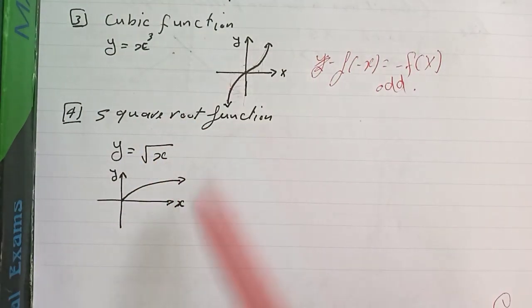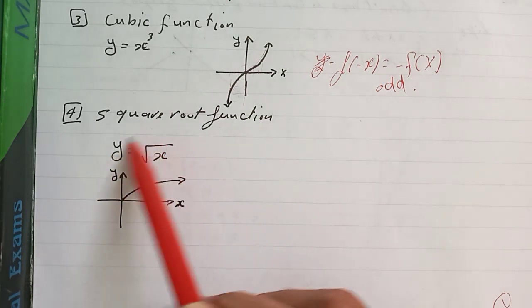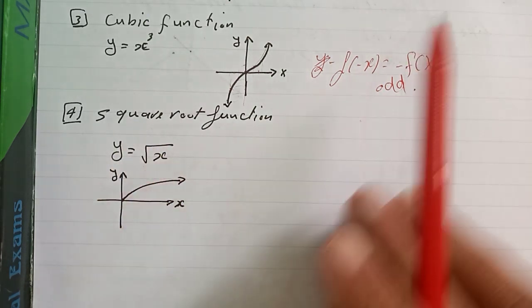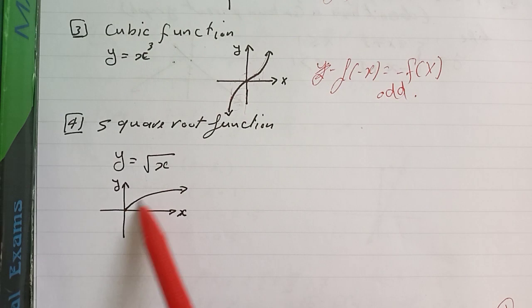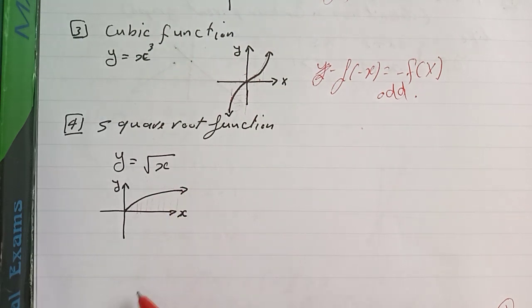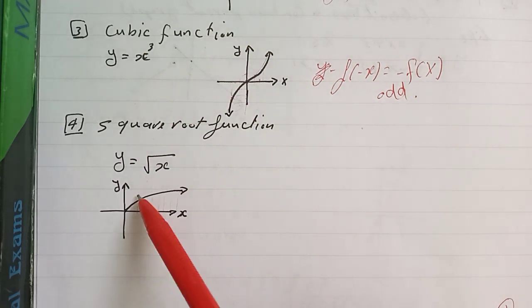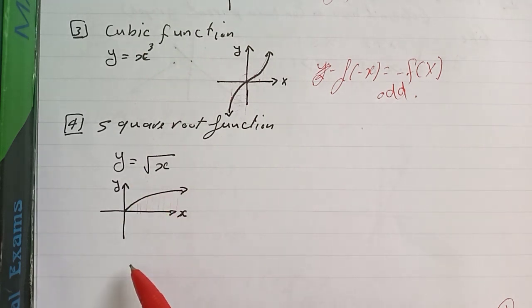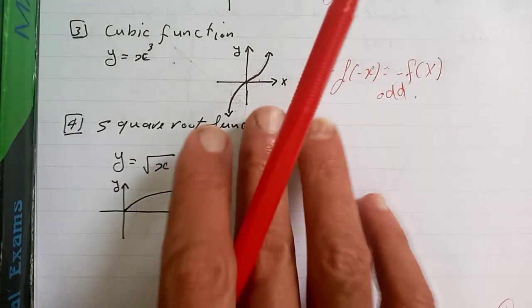The square root function, its parent graph is y equals the square root of x. And this is the shape of the parent graph. Its domain is only the positive part of the x-axis, meaning x greater than or equal to 0, and also its range is y greater than or equal to 0.